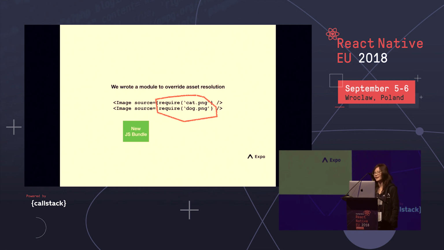So what we did to solve this is we wrote a module to overwrite asset resolution. So it looks like we're pulling this from the file system, but we intercept that call. And our module logic that overrides asset resolution sort of goes like this. First, we'll look for the asset in the file system, and if it's not there, we'll simply look for it from the server.